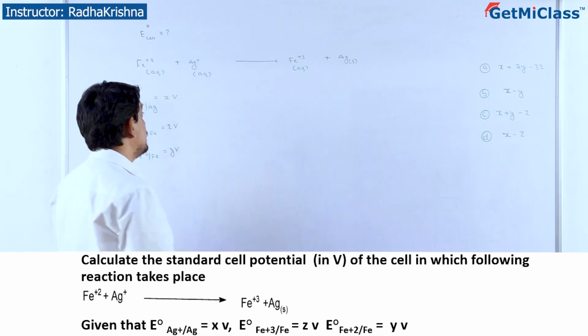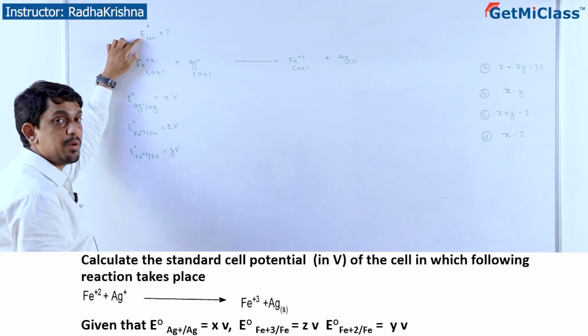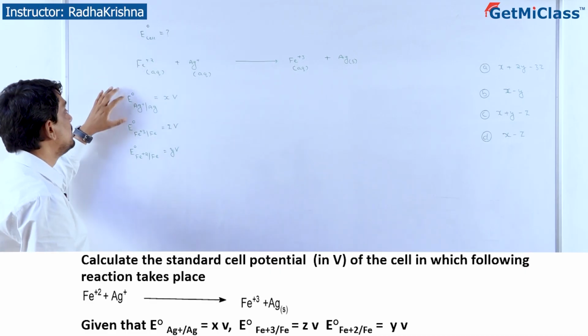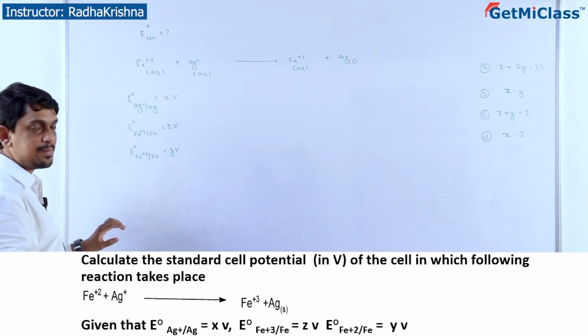Students, look at the question. We have a cell reaction. For this cell, you have to calculate the standard cell potential. Standard electrode potential values of various electrode systems are given.